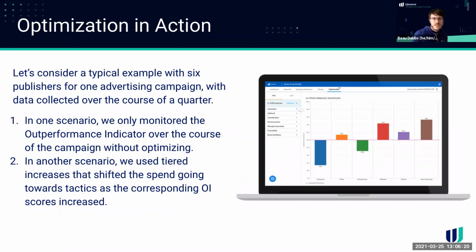So let's consider an example using our Outperformance Indicator to optimize a campaign. We set up a campaign with 6 publishers and collected data over the course of a quarter. In one scenario, we only monitored the performance of the campaign over time. In the other, we used our Outperformance Indicators to make changes to the tactic distribution on a weekly basis. For these changes, we used a tiered update system that began to make small changes when a tactic went over a score of 60% or under 40%.